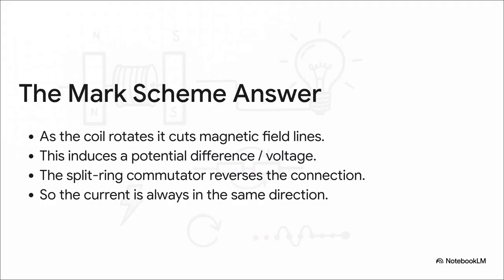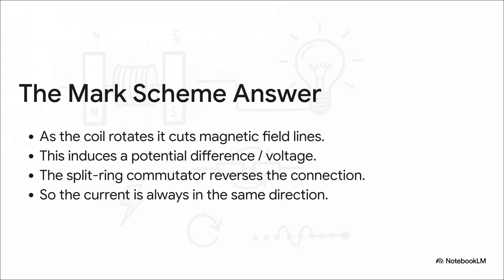Okay, so what does the perfect answer look like according to the people who will be marking your paper? Well, to get that first mark, you have to use the magic words. The rotating coil cuts magnetic field lines. That specific phrase is absolutely key. That action is what induces a potential difference or a voltage.